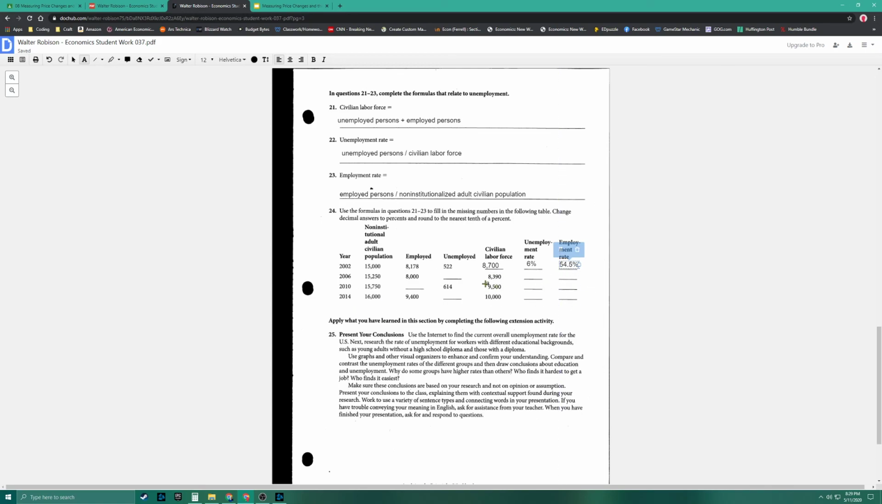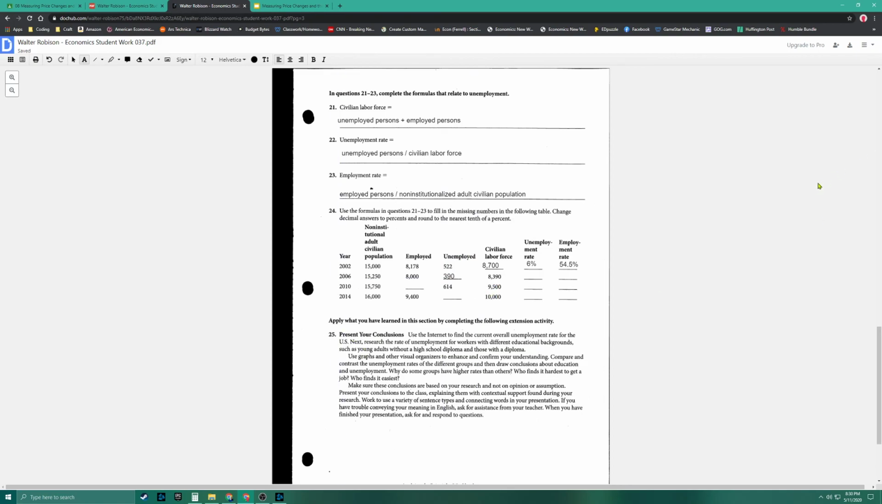Okay, it's that simple. You have this number, right? Now you have the civilian population, but you don't have the unemployed. Well, how do you figure that out? Well, the civilian population is employed and unemployed. Well, you take that number, subtract it from that number, and you have 390. Okay, so I'm not going to do any more with you because I think that you should, by this point, have the information you need to fill this out. So that's it, guys. You don't have to do 25.